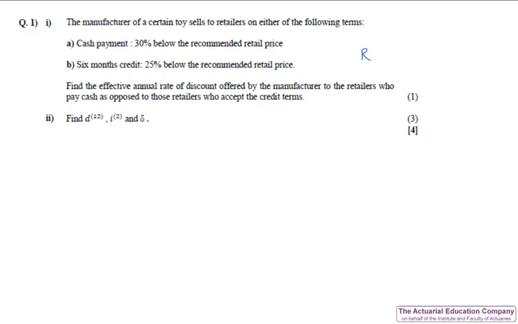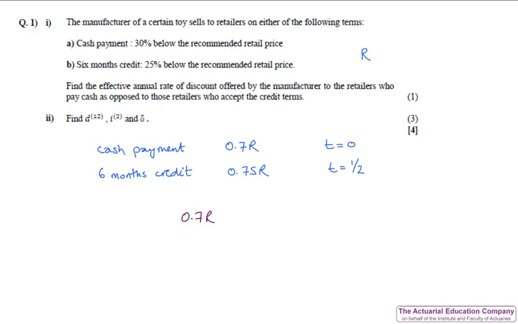Well, let's use R to stand for the recommended retail price. Then the cash payment will be 30% below that, which is 0.7R, and that'll be obviously at time 0. And the 6 months credit is 25% below that, so that's 0.75R, and that's in 6 months' time, so half a year. We need to solve the equation of value. The present value of the cash payment is 0.7R, because that's at time 0, and the present value of the 6 months credit is 0.75R times v to the half, because it's in half a year.